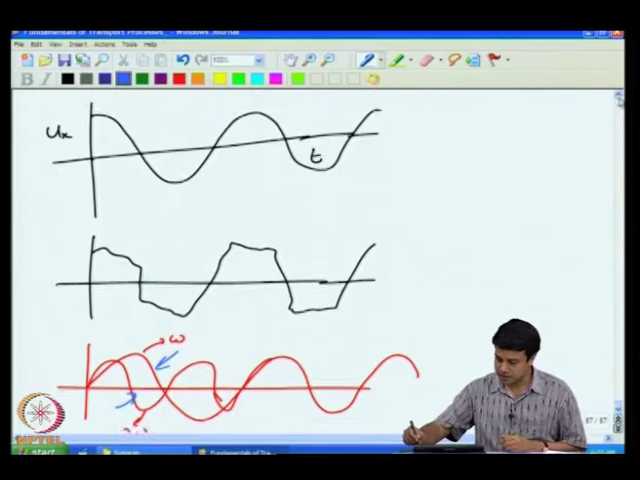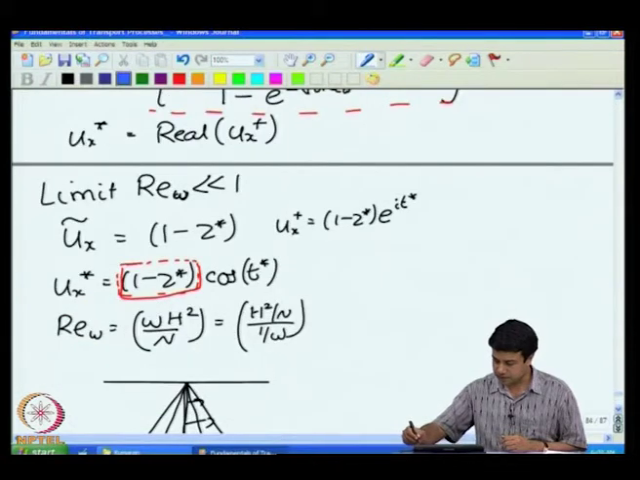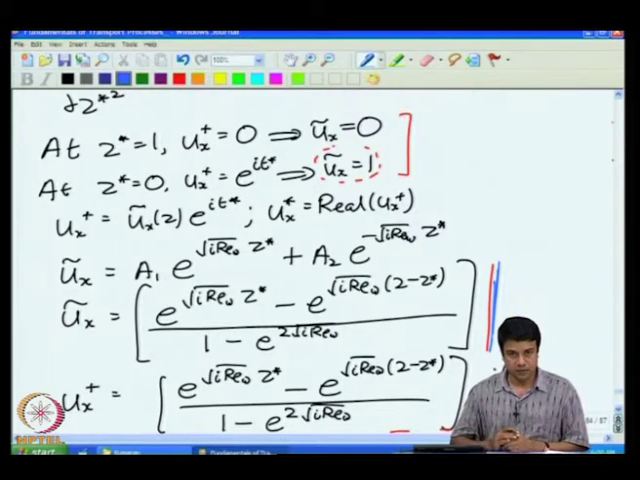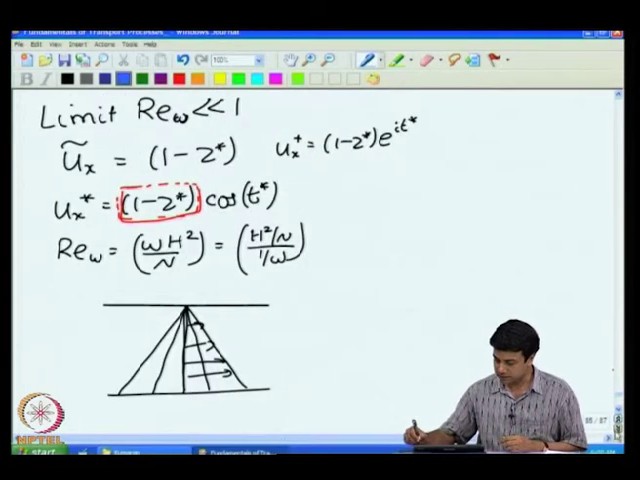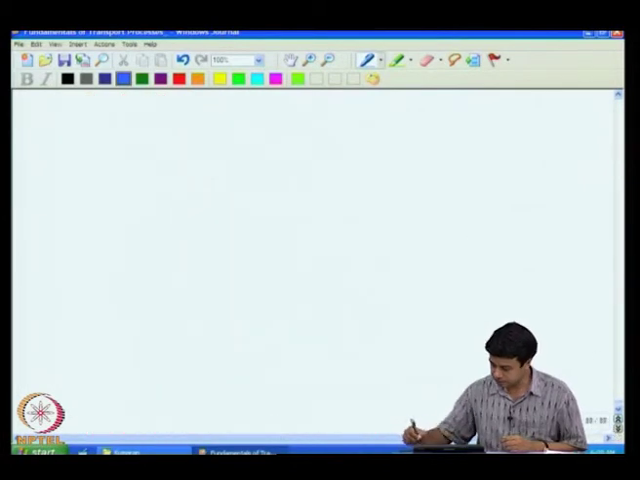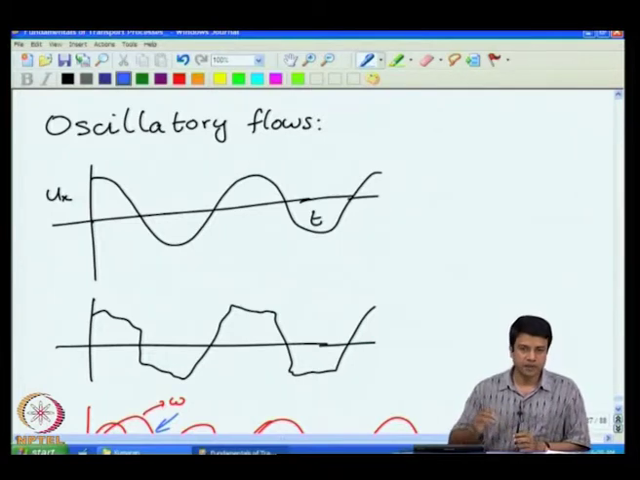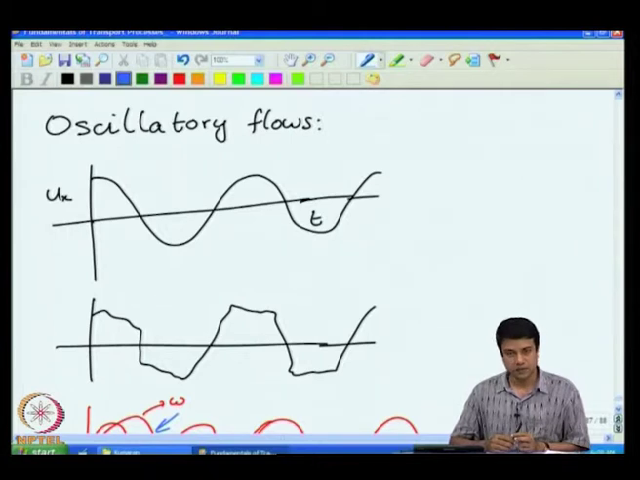Solve the equation, get the solution for each of these harmonics, and then add them all up, and I will get the solution for this more complicated waveform. That is because in Fourier analysis we know that any function that is periodic with a frequency omega can always be decomposed into a fundamental mode plus all of its higher harmonics. It is an infinite series, but still the decomposition is always possible, and because the decomposition is possible, this procedure for an oscillatory flow can be applied to any waveform, not just a sinusoidal waveform.